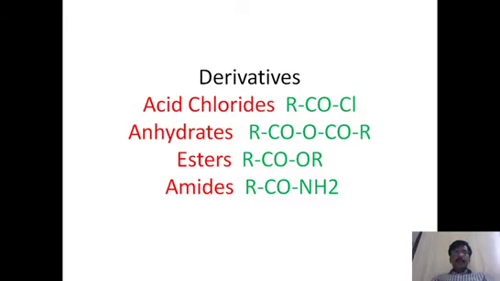Now let us take up the derivatives of carboxylic acids. We have different derivatives. There are acid chlorides, for example RCOCl, acid anhydrides, (RCO)2O, esters, RCOOR, and amides, RCONH2. These are all different derivatives. Let us look at some of the reactions involving acid derivatives.